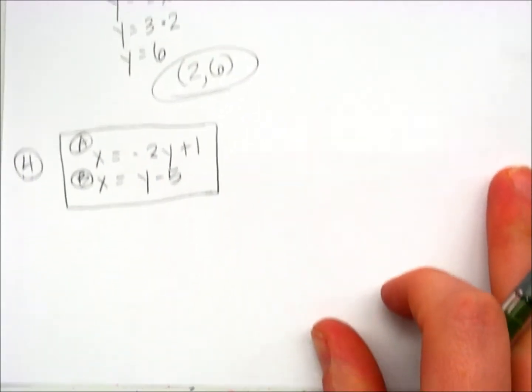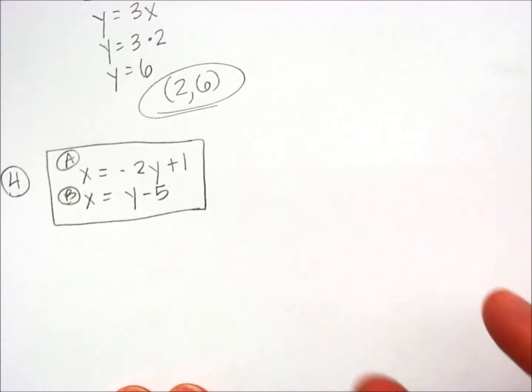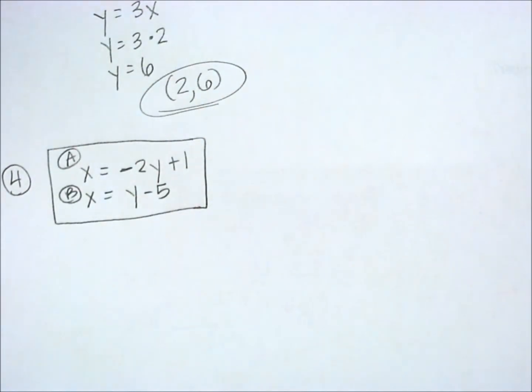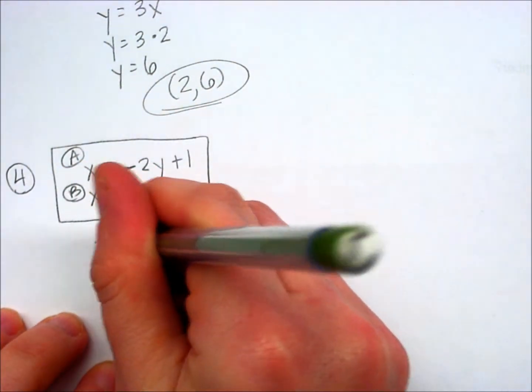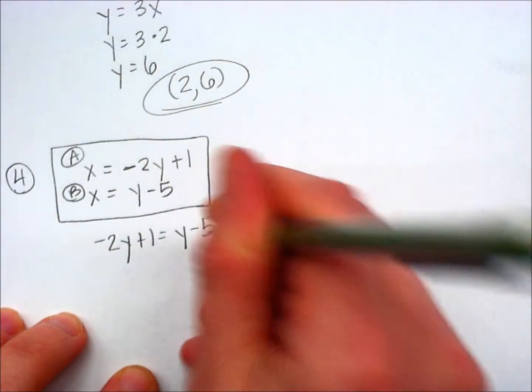This looks a lot like the problems that we just worked on just a minute ago, except this time, I know that x equals something and x equals something else. So if x equals item 1 and x equals item 2, then item 1 and item 2 are equal. So I can set these two equal to one another. So negative 2y plus 1 is equal to y minus 5.